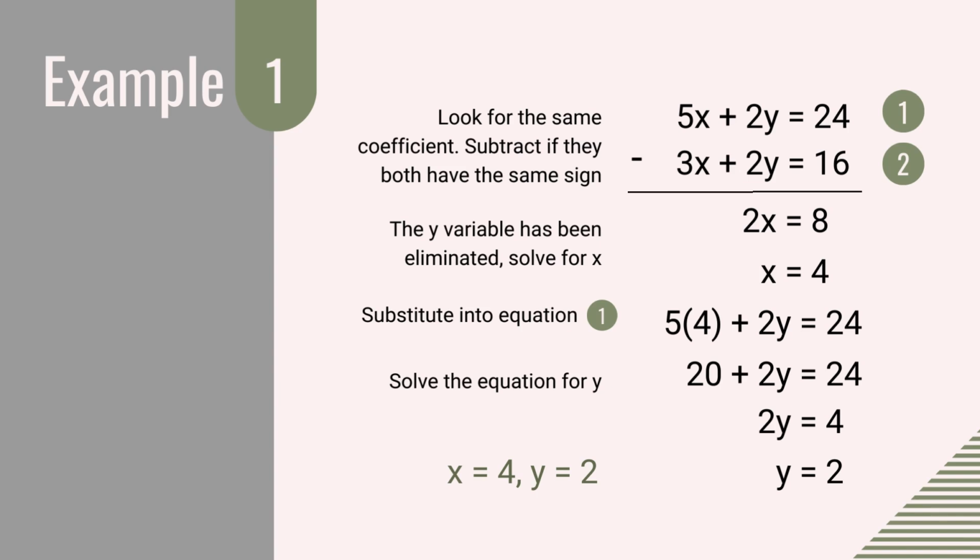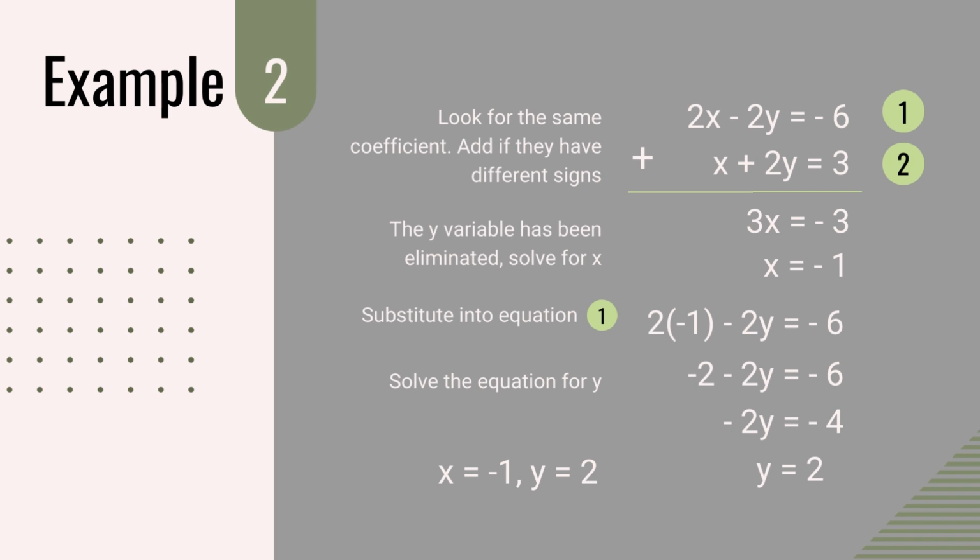So we can plug in the value of x into either equation 1 or equation 2 so that we can get the value of y. So x being equal to 4, if we plug it into equation 1, we have 5 multiplied by 4 plus 2y is equal to 24. So that's 20 plus 2y is equal to 24. So my 2y is equal to 24 minus 20, and that is equal to 4. So my y will be equal to 2. So I've been able to solve for x is equal to 4 and y is equal to 2.